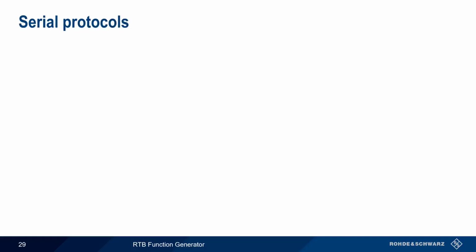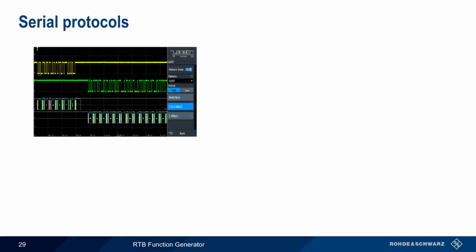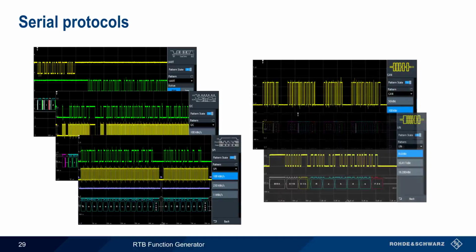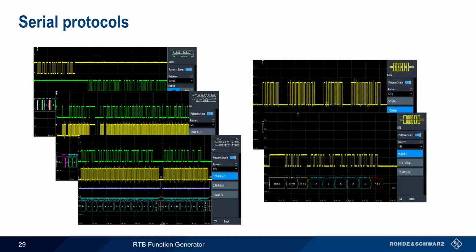In addition to basic patterns, the RTB can also generate serial data signals such as UART, I2C, SPI, CAN, and LIN protocols. These are predefined patterns that are often used for testing that serial decode parameters have been properly configured. The only configurable parameter for these is the data rate.